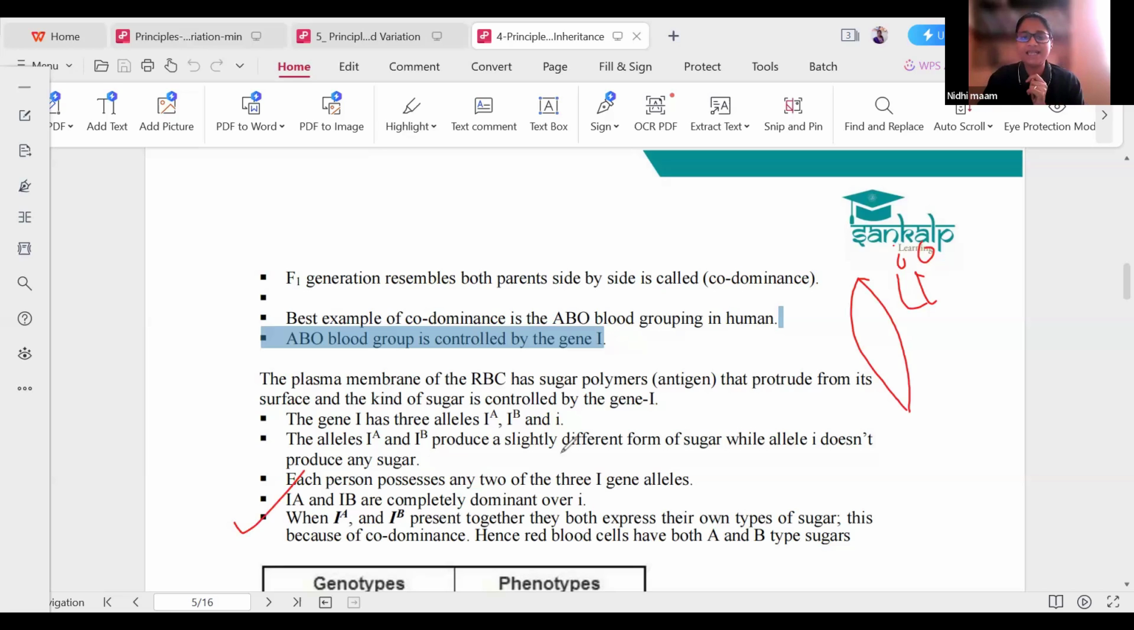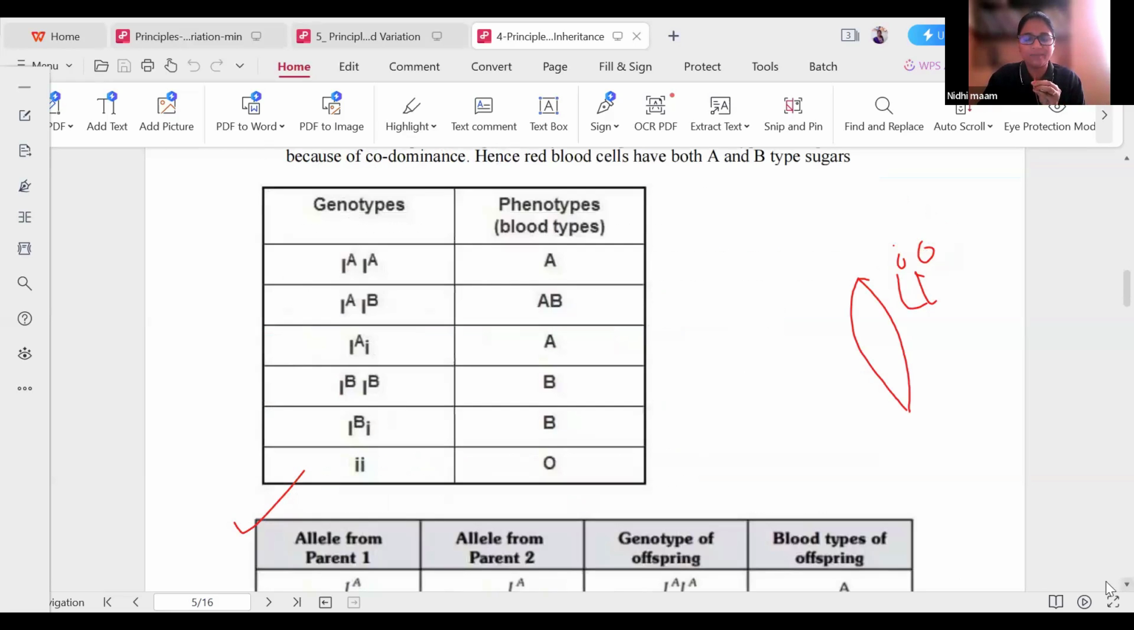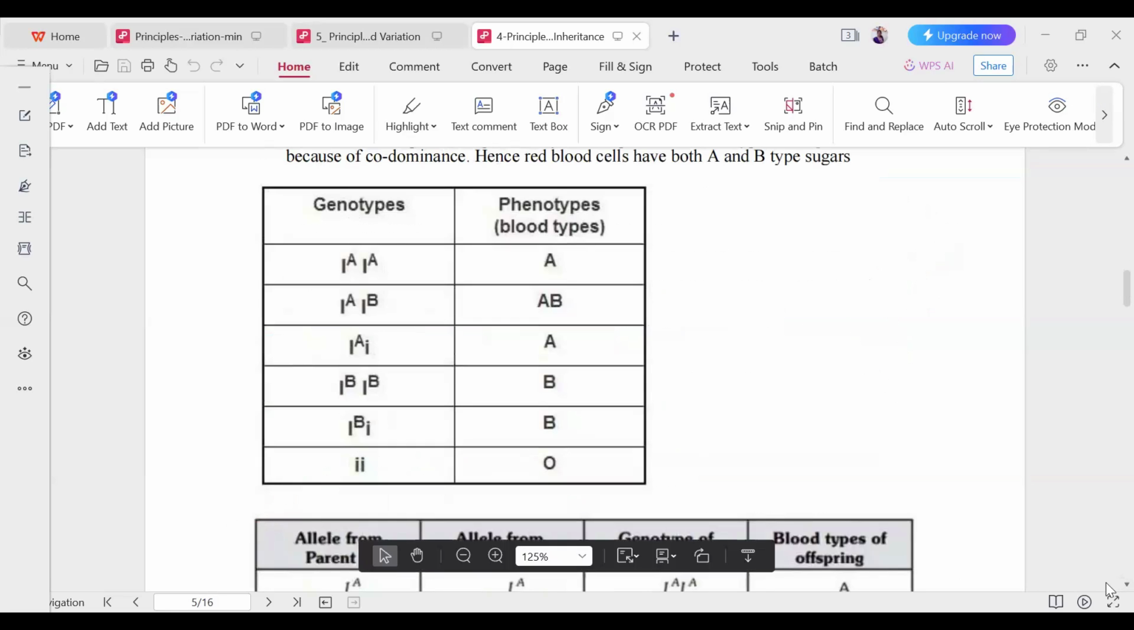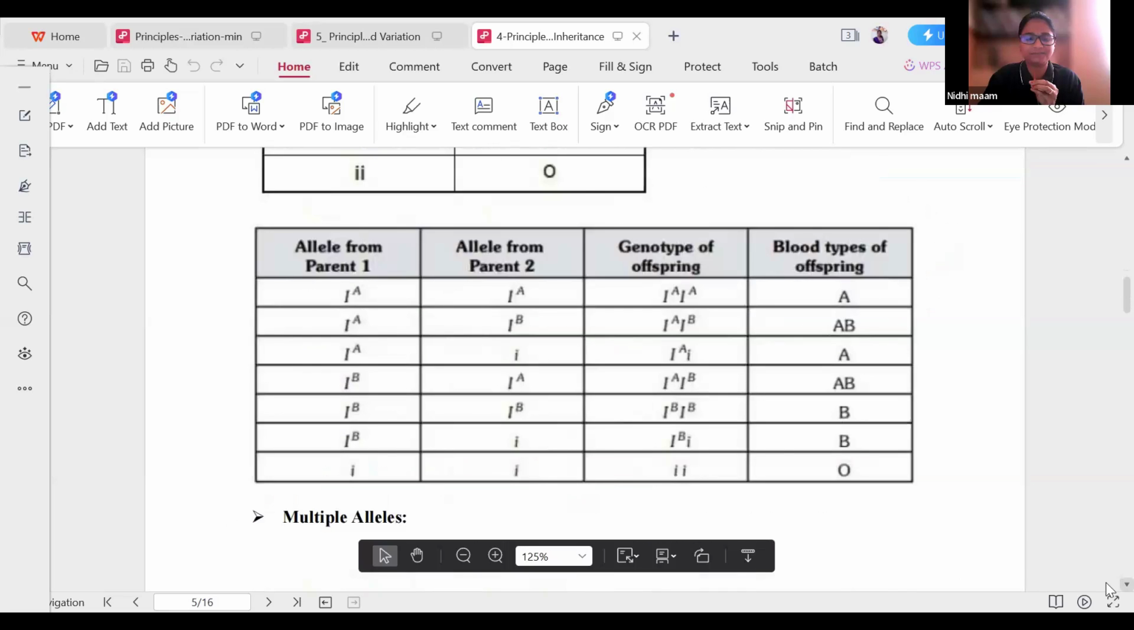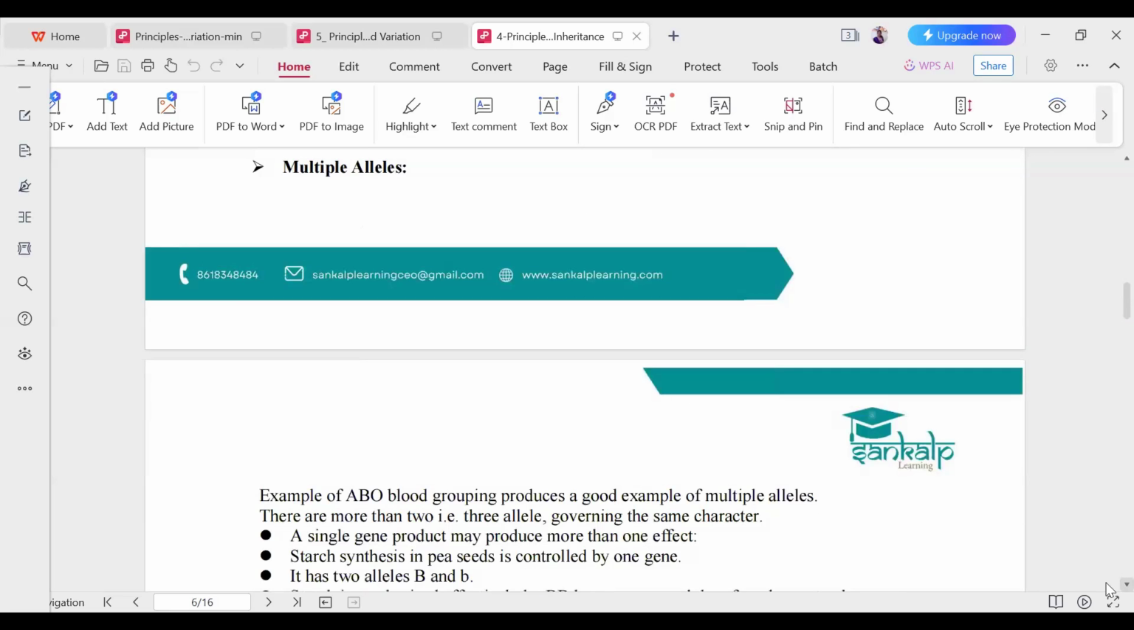So when IA and IB are present together, here our point comes. When IA and IB are present together, they both express their own phenotype. Both express their own character. That is why when both IA and IB are present, those persons will have blood group AB. So this is the example of codominance. Understood now everyone? Boys and girls, understood? Yes, ma'am. Next.